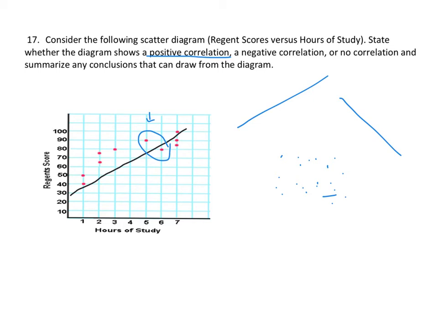So if we're looking at what it's actually measuring, if we want to draw conclusions from this diagram, we're seeing that one variable is measuring hours of study, how many hours someone put into studying, and the other variable is measuring a score on the Regents test. So what this is showing us is that in general, the more somebody studies, the higher their score is going to be. It doesn't mean an exact one-to-one, but it means that overall that's the general trend, that people who study more do better on the Regents test.